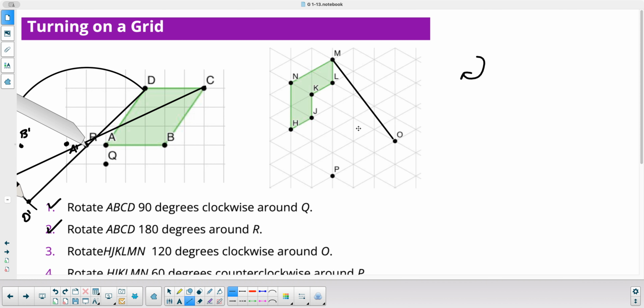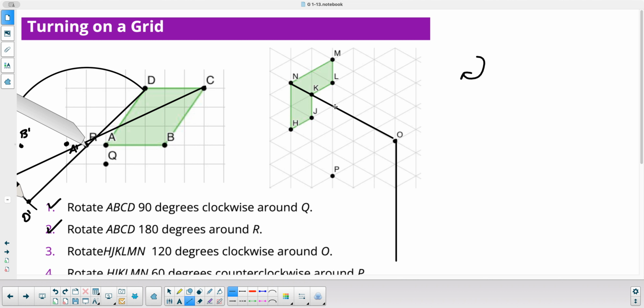Now this one's not going to be perfect, but N and K line up on the line. So that'll be 60 degrees. So 120 will be, let's do one of those first because those will be a little bit easier because they line up on the line. So N and K. I know this is 120 because 60 plus 60.